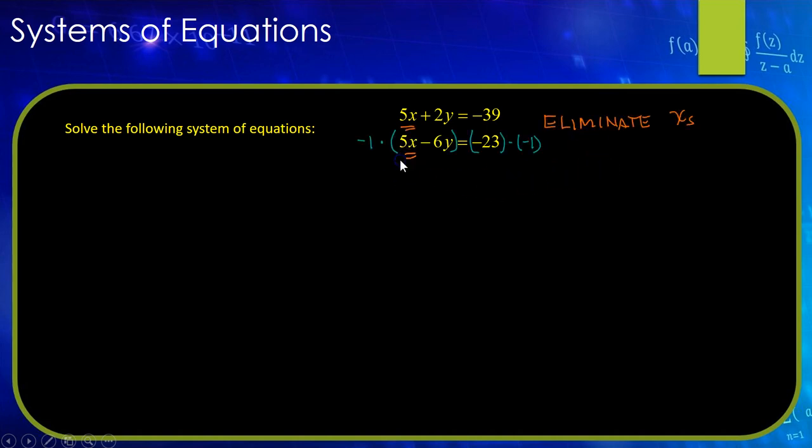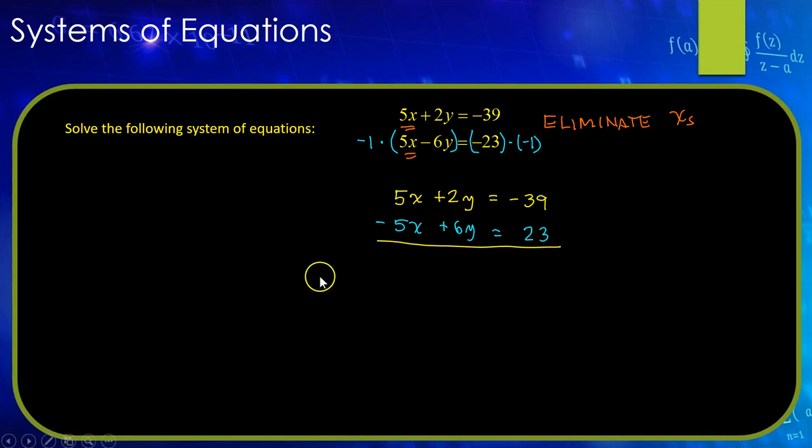And I'm going to multiply the bottom equation by -1 on both sides to get a -5x here. You could have chosen to go a different way. That's fine. Just make sure that whatever variable you're looking to eliminate, you're getting the same coefficient in front of it, but having an opposite sign. So the system of equations becomes 5x plus 2y equaling -39, which is the top equation just rewritten. The bottom equation becomes -5x plus 6y equaling 23.